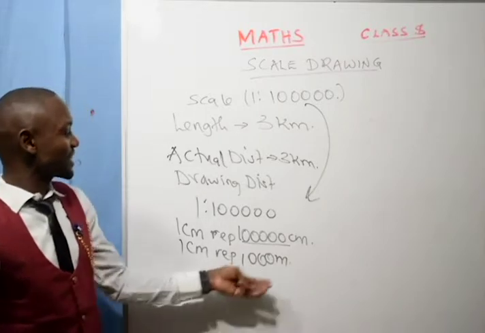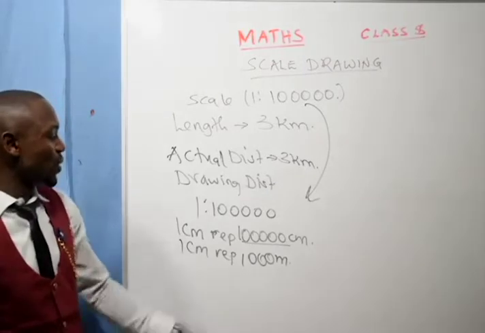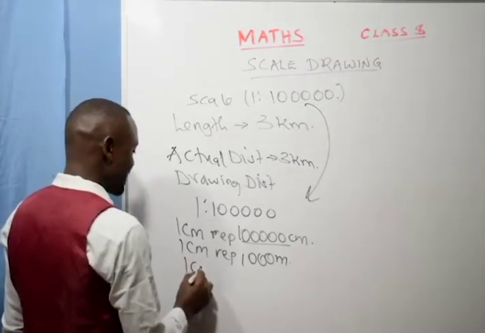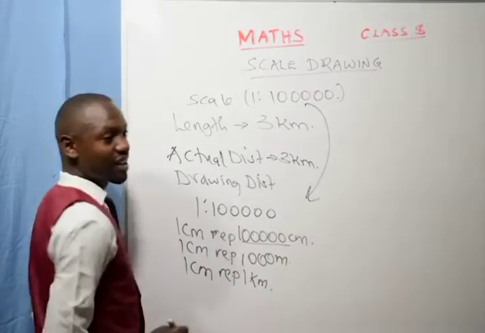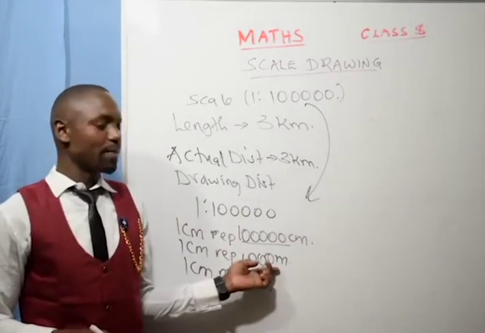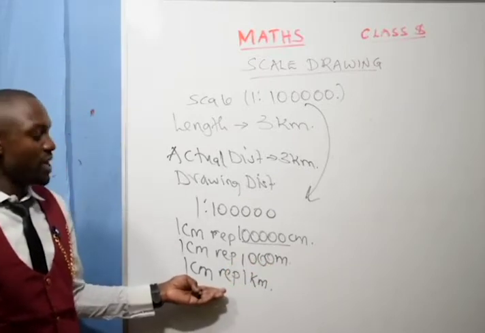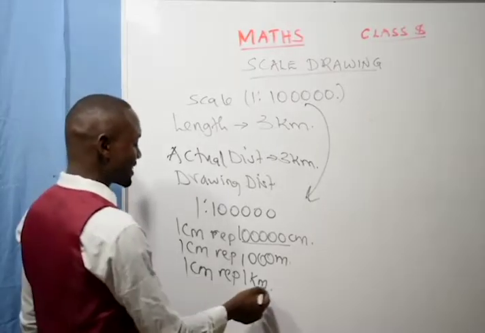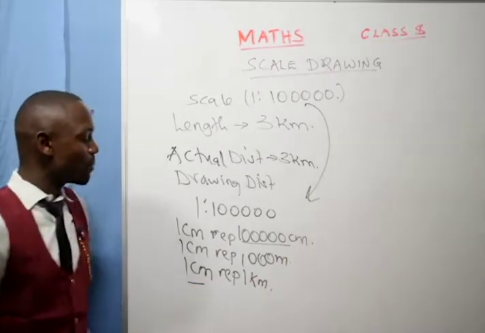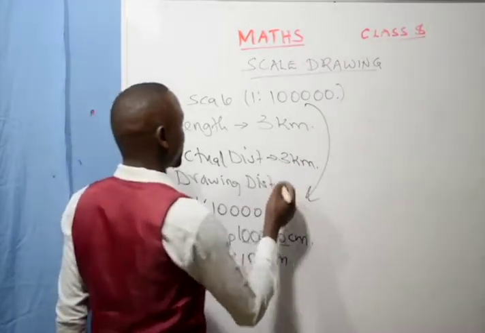Still, we can give this scale in kilometers because we know 1,000 meters is equal to 1 kilometer. So the scale will be 1 centimeter represents 1 kilometer. So if 1 centimeter on the map will represent 1 kilometer on the ground, 3 kilometers will represent what?